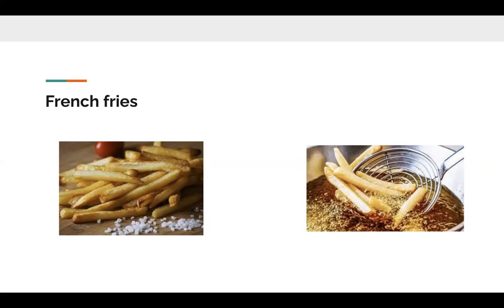The high temperatures involved in frying can also destroy some of the vitamins and nutrients present in the potato. So overall, the oil used in the fries is also very important.